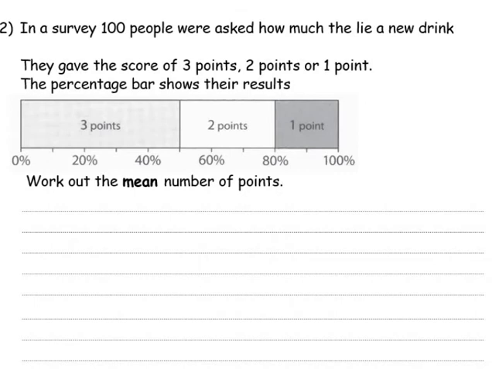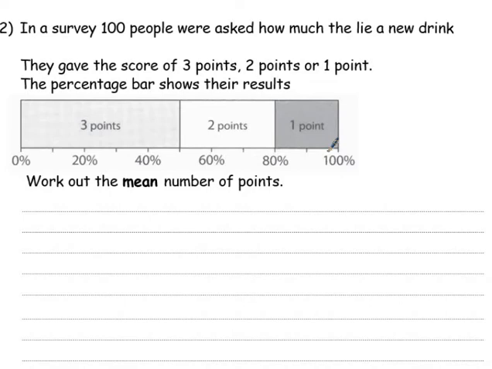So the next question says that in a survey 100 people were asked how much they like a new drink. They gave the score of 3 points, 2 points or 1 point. The percentage bar shows their results. So you see some people gave 3 points, 2 points and 1 point. And we need to work out the mean number of points.